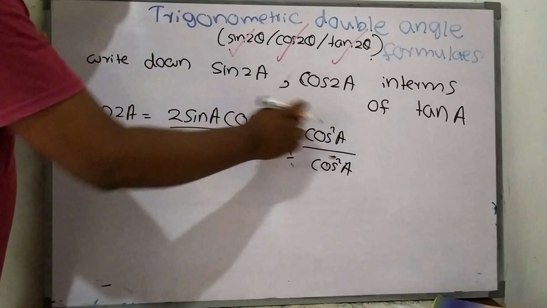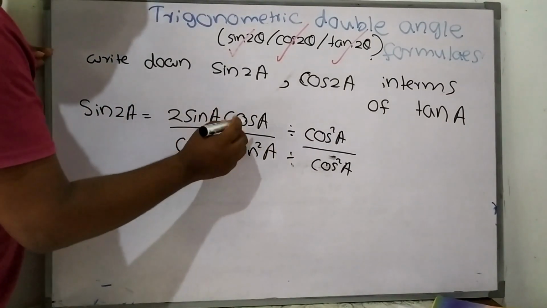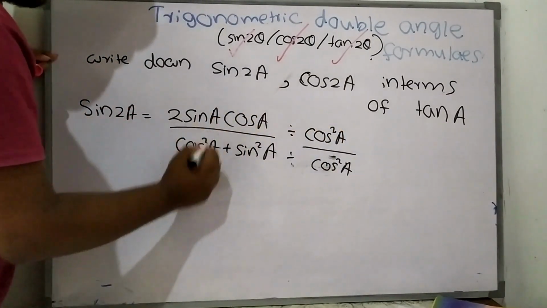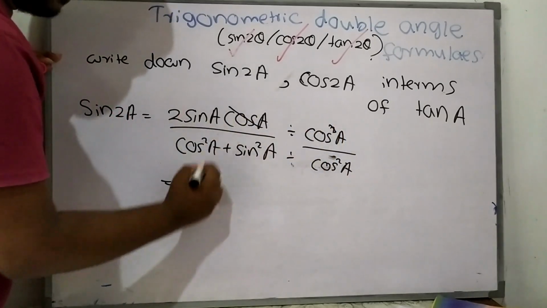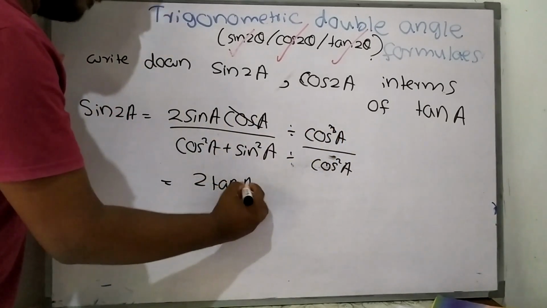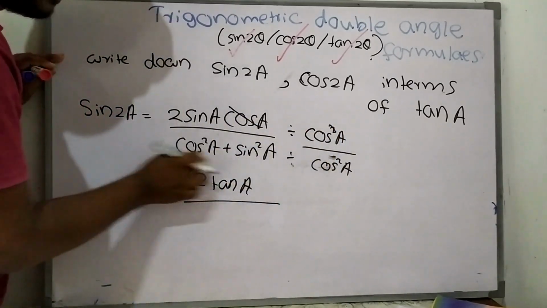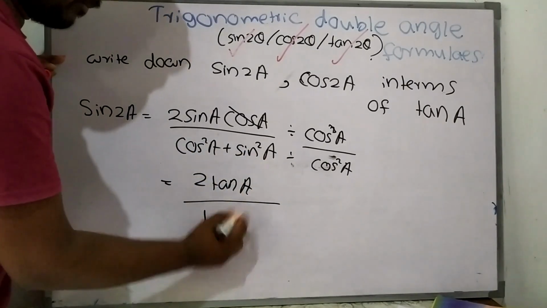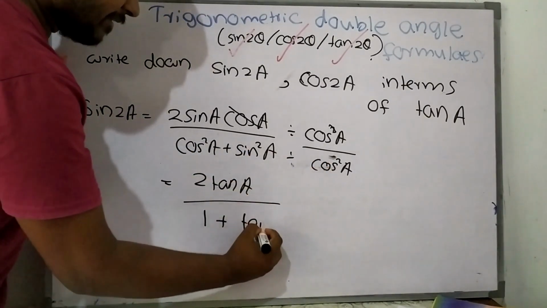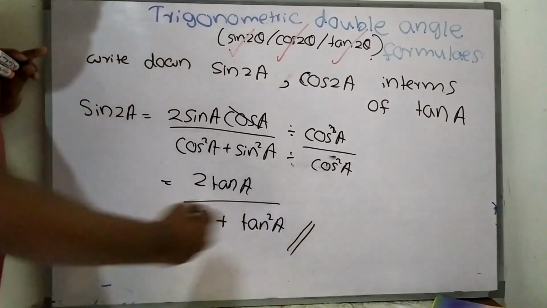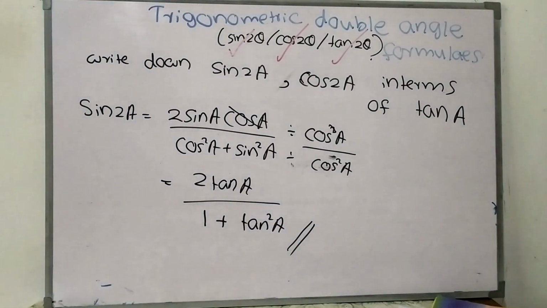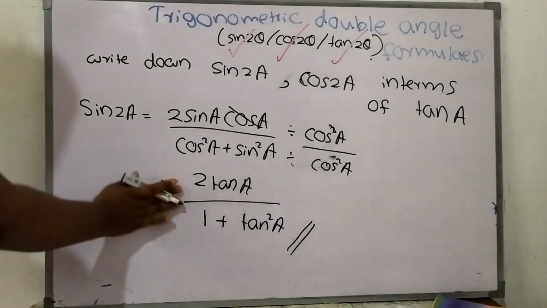If you divide these, these two get cancelled and 2 tan A will appear over, again if you are dividing this, 1 plus sin squared over cos squared, it's tan squared A. This is the equation of sin 2A, right?